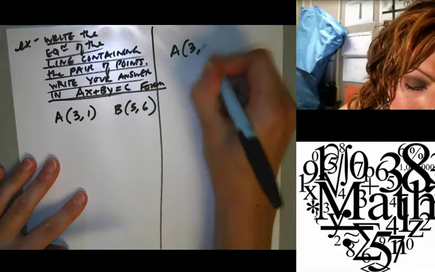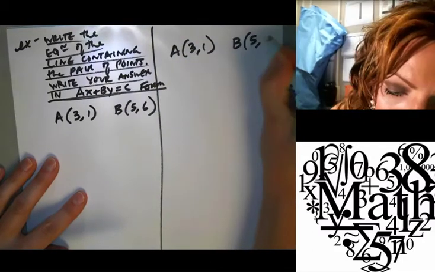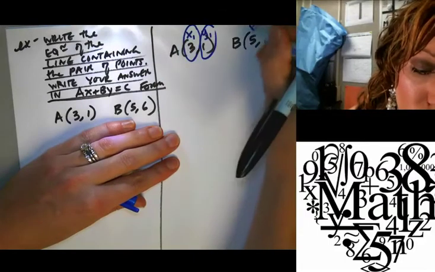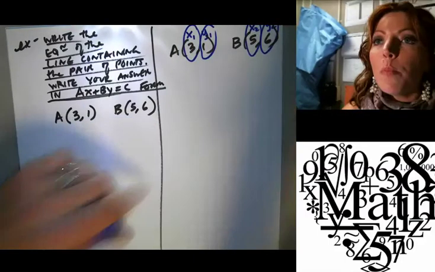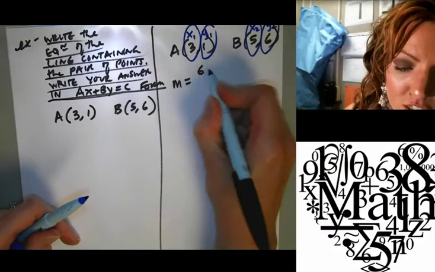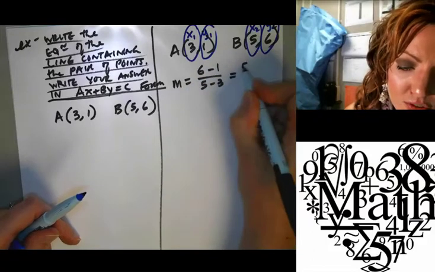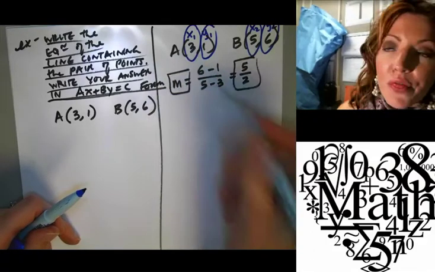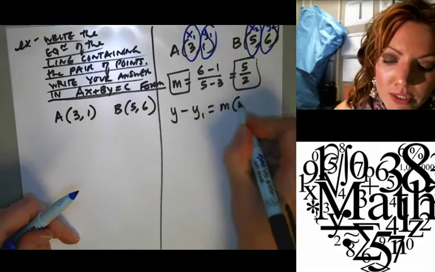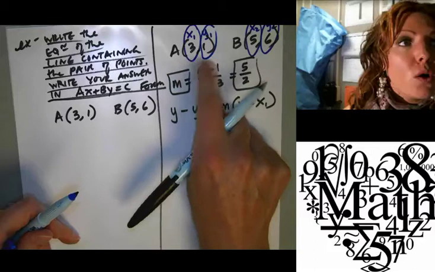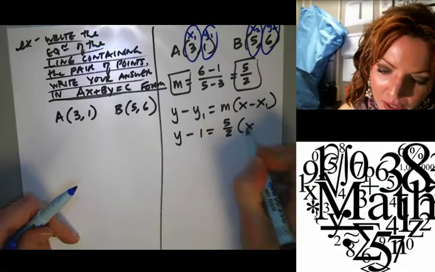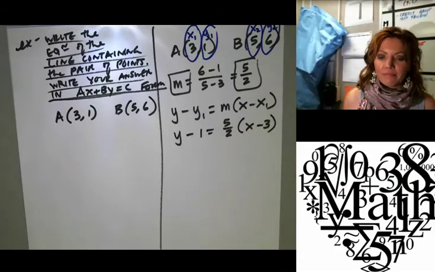Okay, here's x1, y1, x2, y2. We need a slope and we need a point. First thing we need to do is find the slope. So we do 6 minus 1 over 5 minus 3. So that comes out to 5 over 2. That's our slope. And then if we do point-slope form, y minus y1 equals m times x minus x1, we have x1, y1, slope. So y minus 1 equals 5 halves times x minus 3. Okay? Now we have to express it in ax plus by equals c.